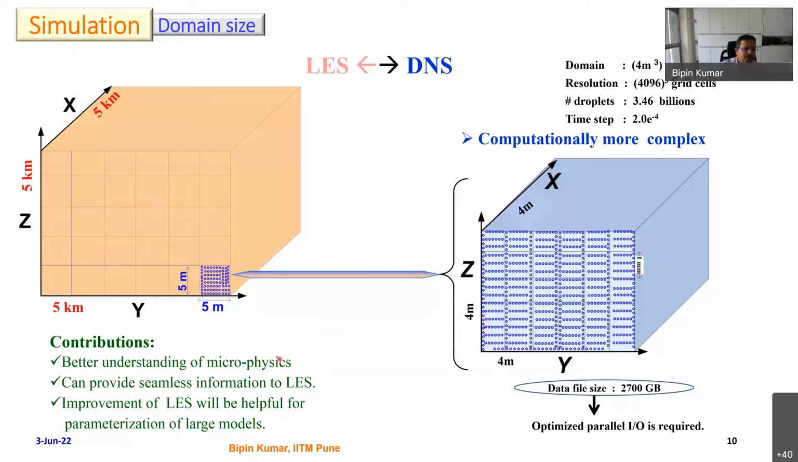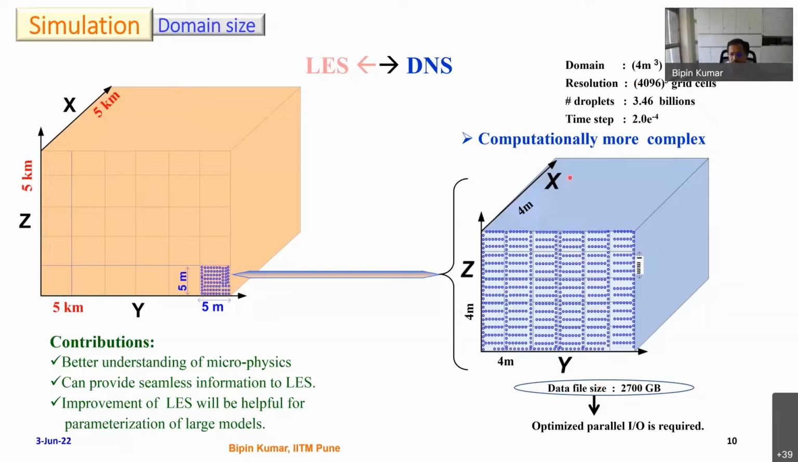But is it possible? Can we do it? We have gone up to a 1 meter cube, and that is also very difficult. If you go for 4 or 5 meters, in the case of a 4 meter cube, if we resolve up to the dissipation scale, the Kolmogorov scale, that is 1 millimeter, we will have at least 4,000 cubed grid cells. And if we take the natural number density, billions of droplets, and a time step of 10 to the power minus 4, think about how much time it will take and how big a computational power we need. So this is really difficult.